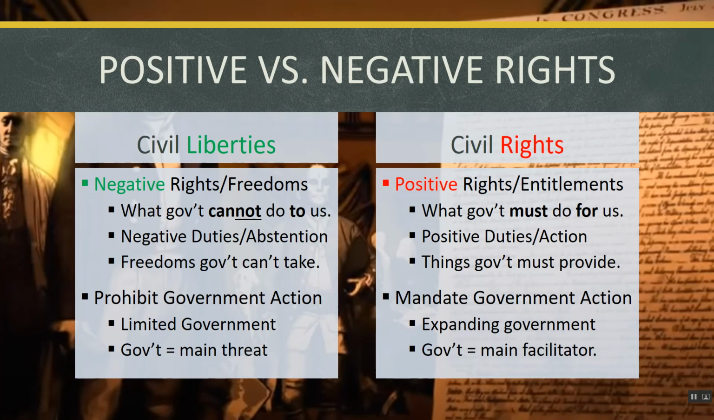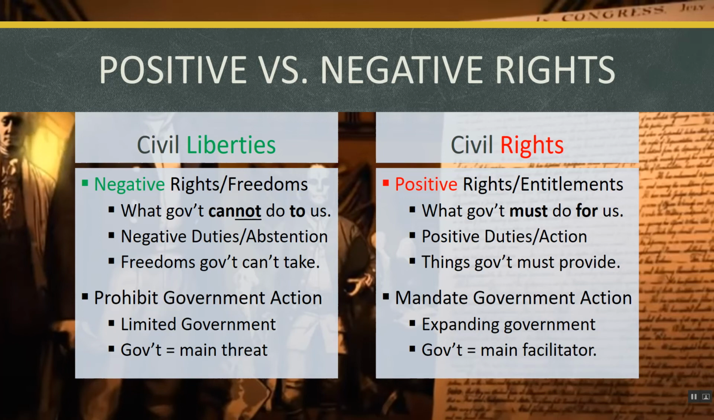Where civil liberties tell us what the government cannot do to us, where they prohibit government action, civil rights tell us what the government must do for us. They mandate government action. Where civil liberties limit the size and power of government, civil rights mandate government action. They expand the size and activity of government in the interest of equality. So where government is the primary threat to our civil liberties, government is the primary facilitator of civil rights.